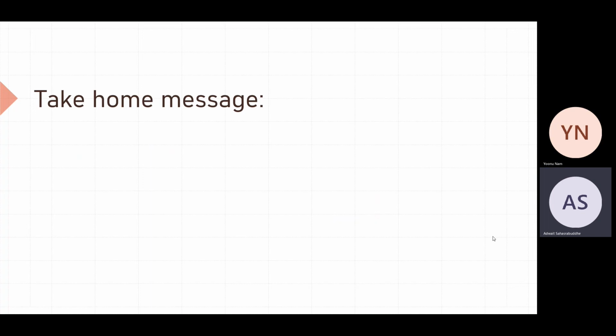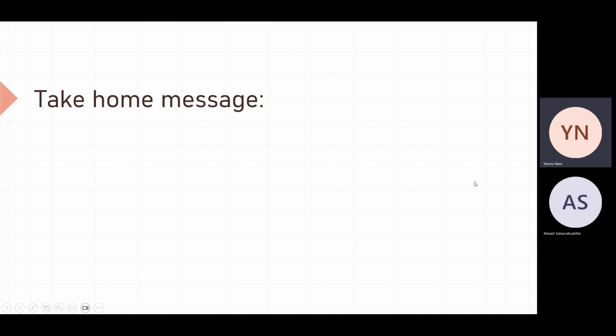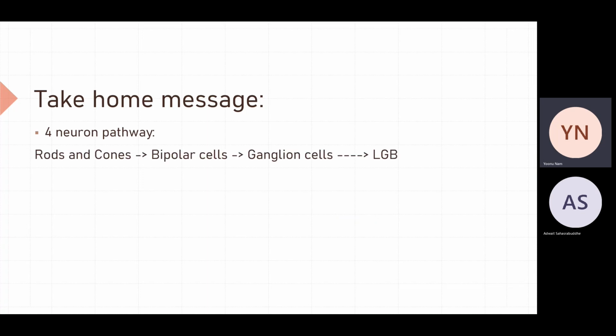So our take-home message, as we mentioned before, is that this question is fairly simple and very straightforward. The visual pathway consists of 4 neurons, starting at the rods and cones, which are photoreceptors, then bipolar cells, then ganglion cells, which become the optic nerve when they merge together. Then our 4th neuron is in the lateral geniculate body, which is part of the thalamus.